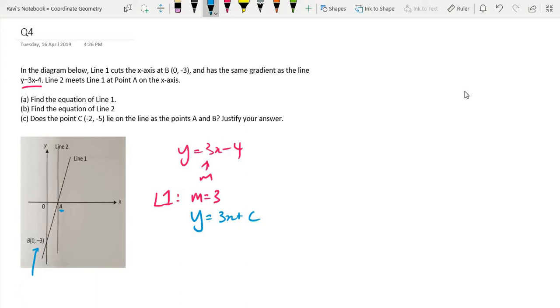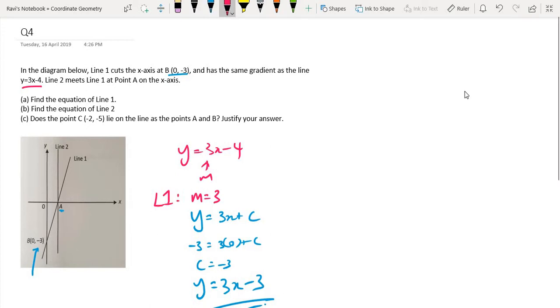To find c, we need to substitute a point, and since we know that it goes through the point B, which is (0, -3), we can substitute that in. So minus 3 equals 3 times 0 plus c, so c is equal to minus 3. So the equation of line 1 is y equals 3x minus 3. So that is part A.